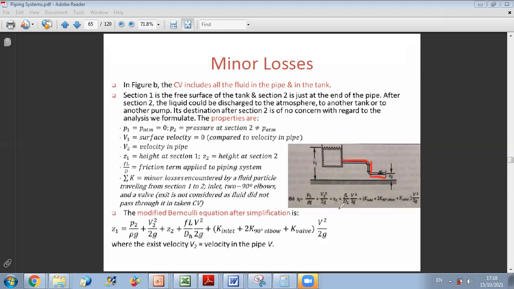And then you can write that Z1 is equal to, now your purpose is to get P2 here. So this is your purpose now, to find the pressure at this level. So Z1 equals P2 over rho G plus V2 square over 2G plus Z2 plus FL over D times V square over 2G plus the minor losses. Okay, so here, if you have already calculated from previous steps the friction factor and the velocity value V, the only unknown will be pressure P2, so you can calculate it. Okay.